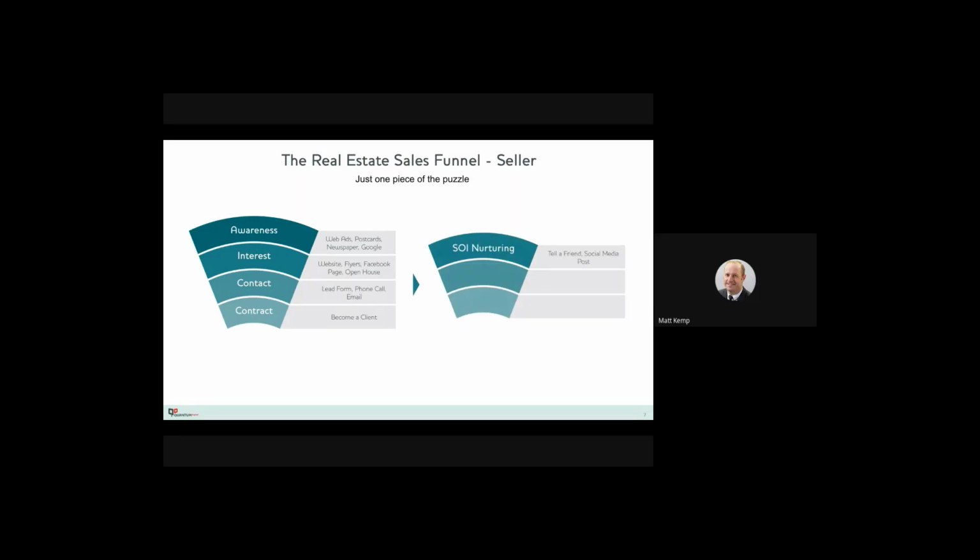So once somebody gets through that transactional level, they don't completely leave your world. So they're going to need to be able to.